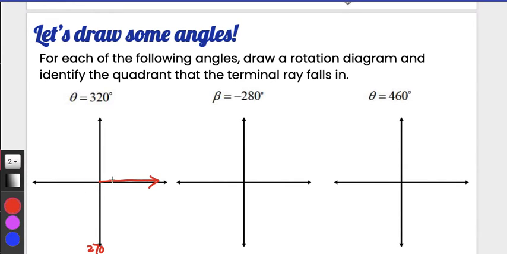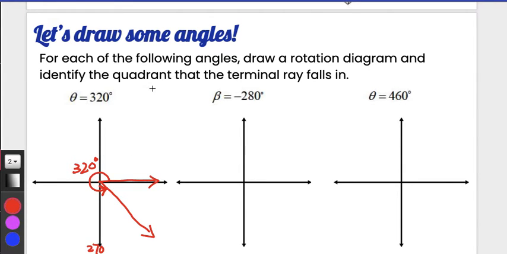So let's rotate here. 90 degrees, 180 degrees, 270. So just 50 degrees more, a little bit beyond half of that. And then we can draw another ray. Do not forget your terminal ray here. And then we can just label this as 320. As you can see, this rotation tells us this is a positive rotation, and this position of the terminal ray tells us this is 320 degrees.